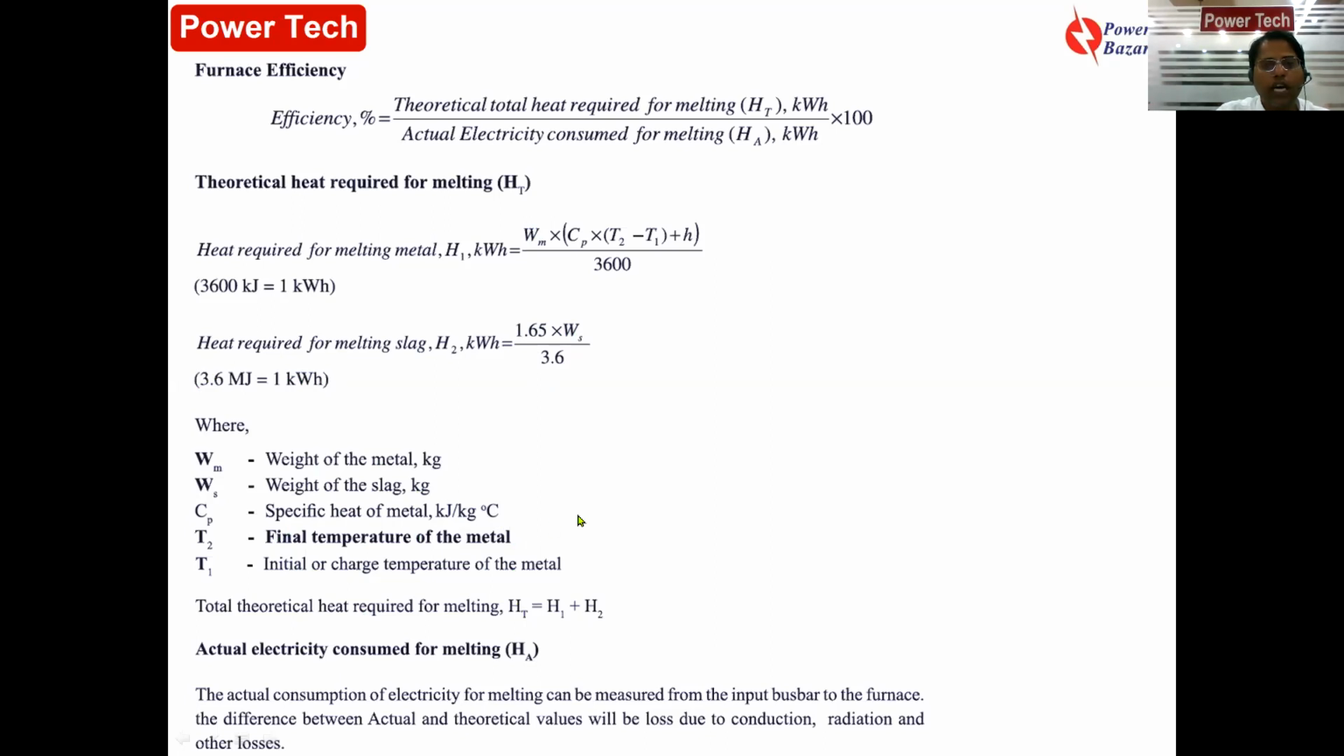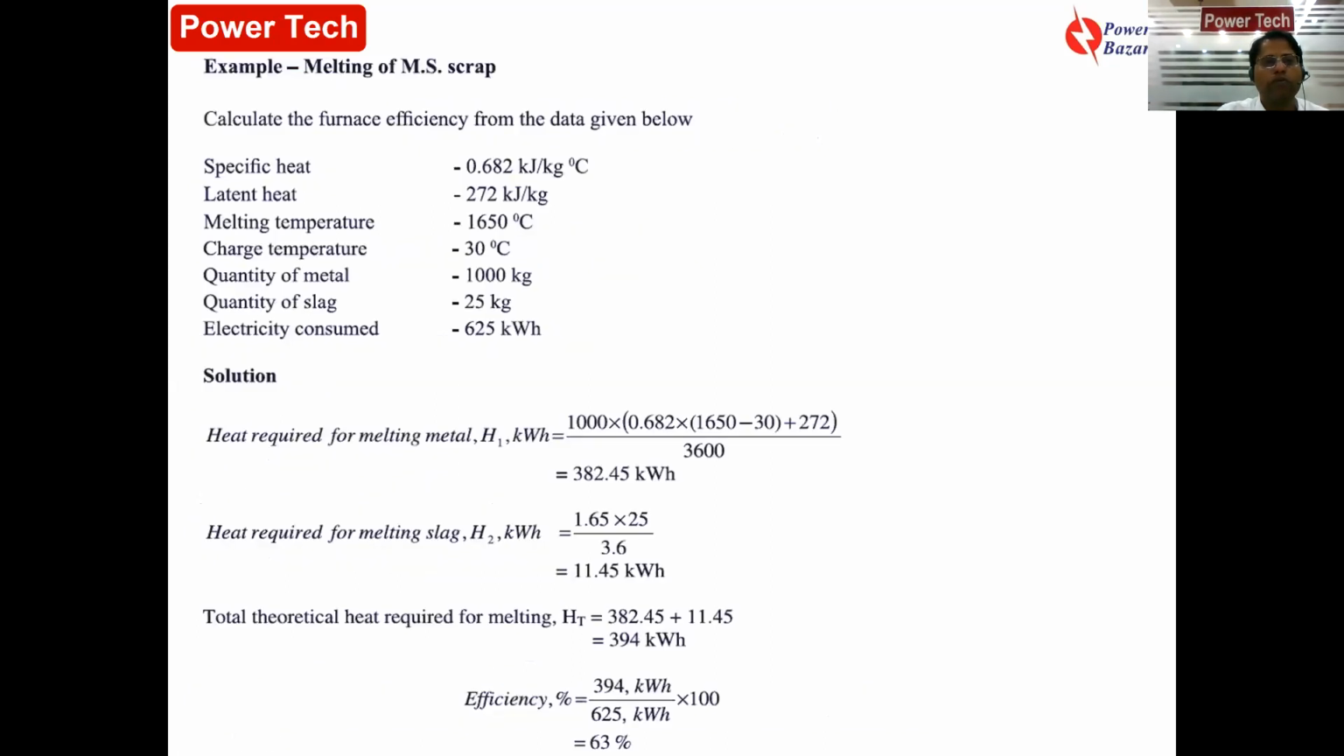So what is the theoretical heat required? H becomes H1 plus H2. The actual electricity consumed can be measured in a meter, and it is HA. Let us see. Now, let us do this example.